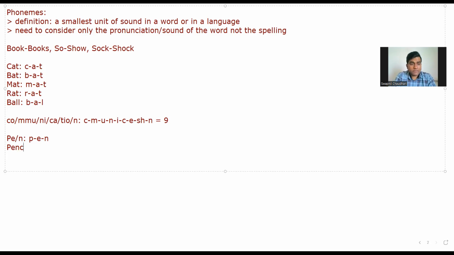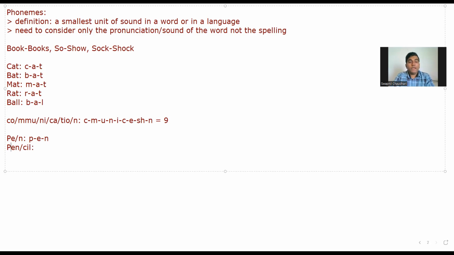Similarly, the other word that we have here, pencil. Can we break it down? First of all, the way we say it, we don't say "pen-cil" in full letters. Right? We say "pensil", "pensil". So that is how you break down the word pencil.